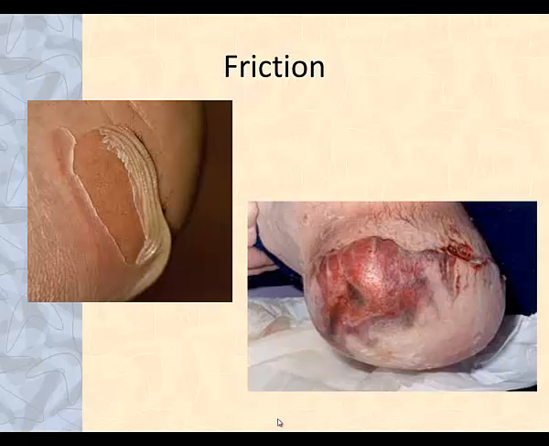The first one is friction. This is an example of some friction tears. It's basically where you have the skin that rubs against a firm surface. It can be wrinkled bedding during turning or handling, poor lubrication of skin, and it increases the possibility or the risk for ulcers.